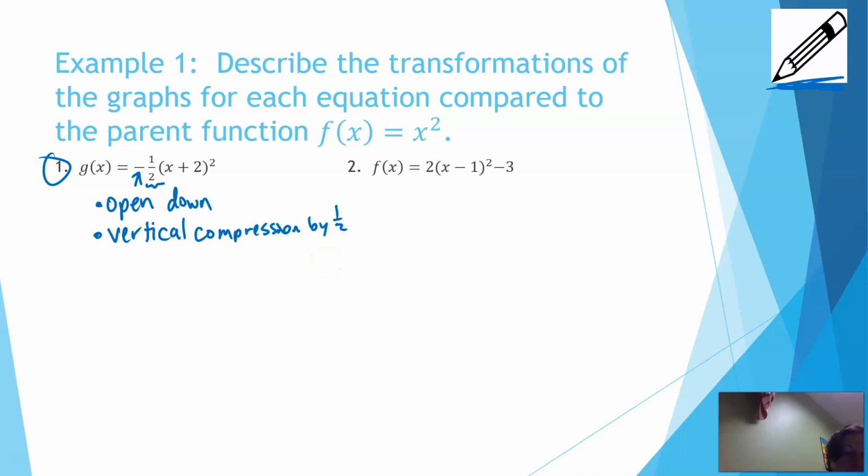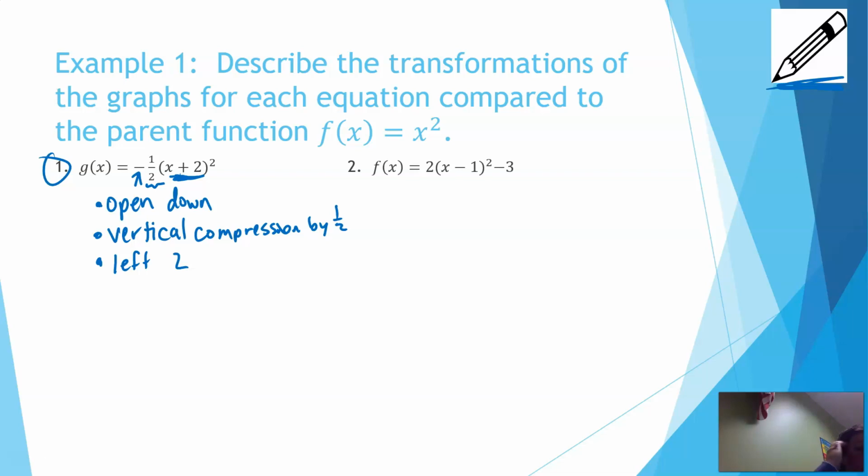And then last but not least, I see the x plus 2, which means the plus 2 is grouped with the x, so it's going to go left or right, opposite of what I think. So I see a plus 2, so it's actually going to go left 2.